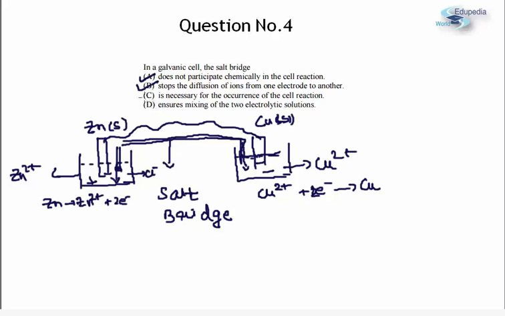C, it's necessary for occurrence of cell reaction, of course, because if salt bridge is not present, we all know that the reaction would immediately stop. So C is also going to be a correct option. D would not be correct, because as a matter of fact we introduced the salt bridge to prevent the mixing of two electrolytic solutions. So the correct options would be A, B and C.